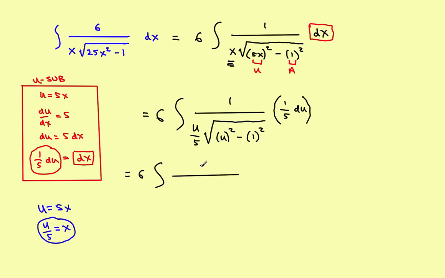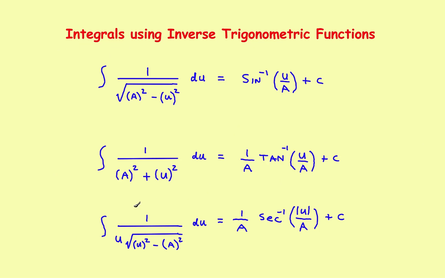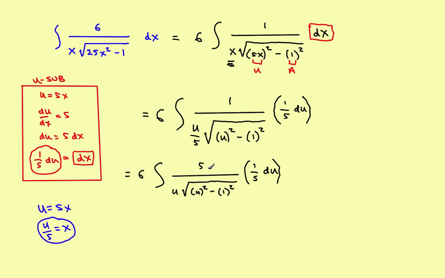So I'm just going to take this one, move it up to the top, and I've got a 5 right there. Then u times the square root of, and I've got u squared minus 1 squared. And then out here, I've still got a 1/5 du. Now, why did I move that 5 up? Because I'm trying to get it into this form right here. This u doesn't have a 5 on the bottom of it, so I need a u all by itself, and now it does. And by moving that 5 up, now I make this agree with there.